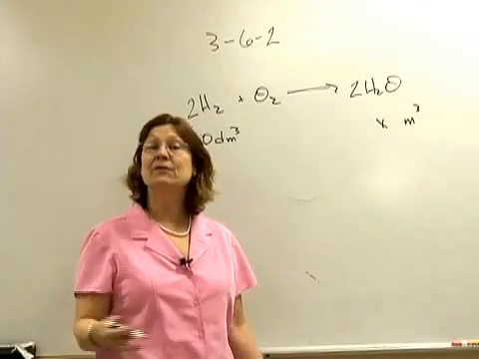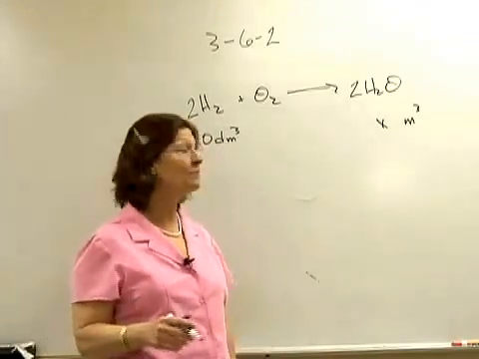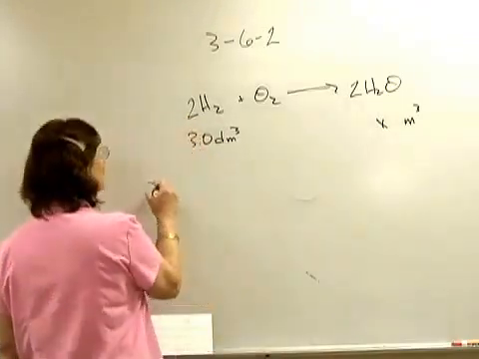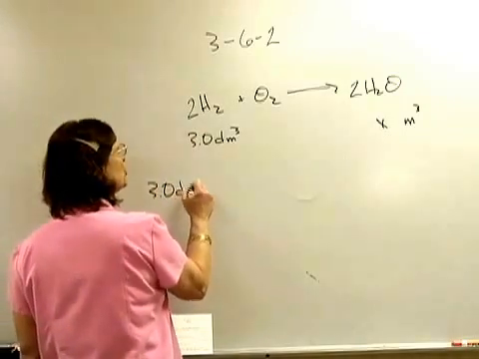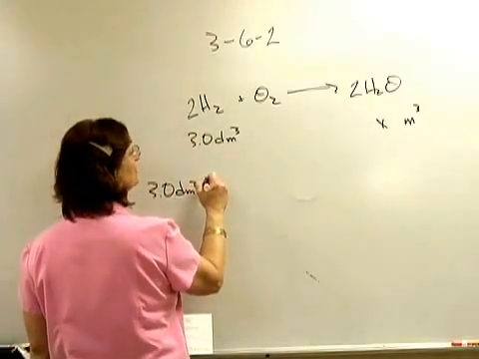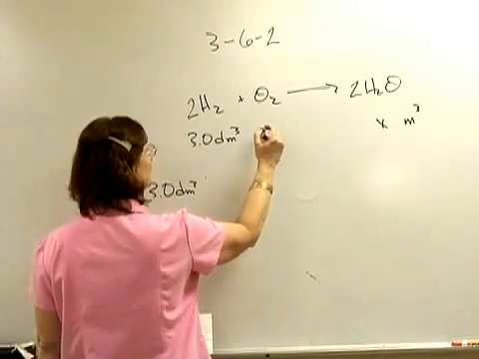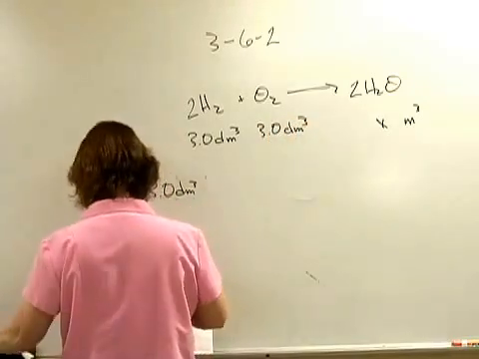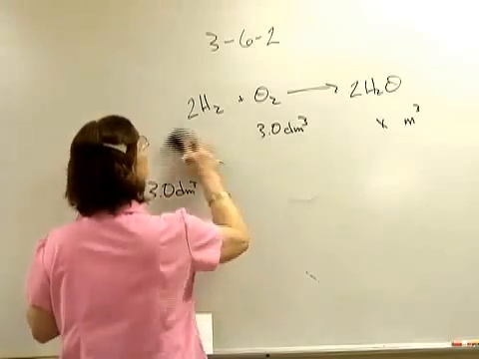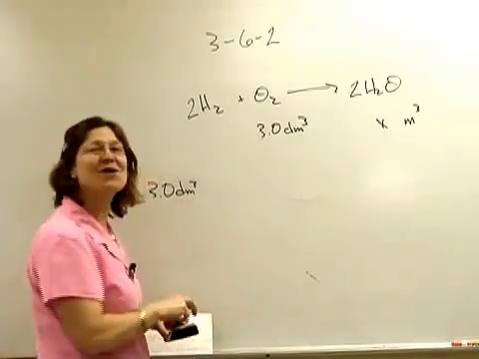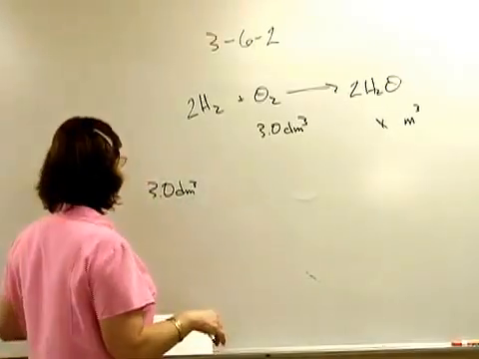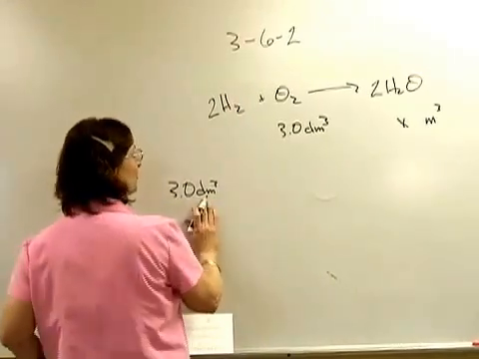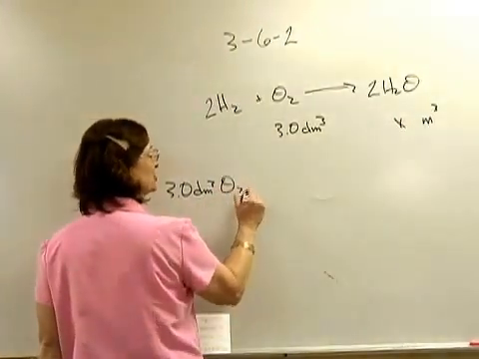At this point, the conversion factors become extremely important. Now, I have 3.0 decimeters cubed of my hydrogen. No, I want that to be my oxygen. I just wrote it by the wrong element or diatomic molecule. So we want to start with 3.0 decimeters cubed of oxygen.